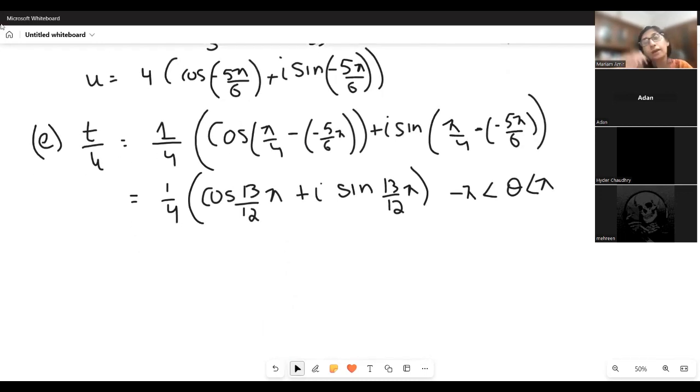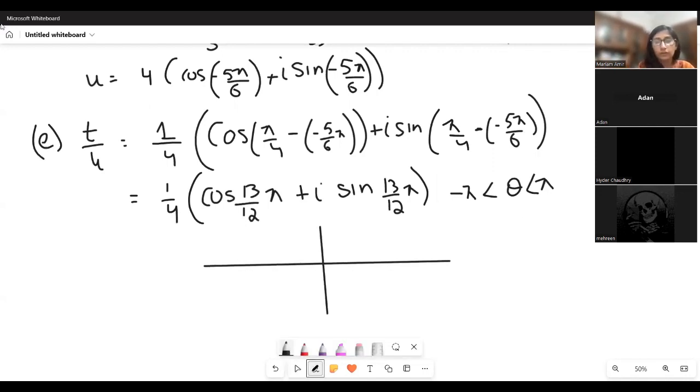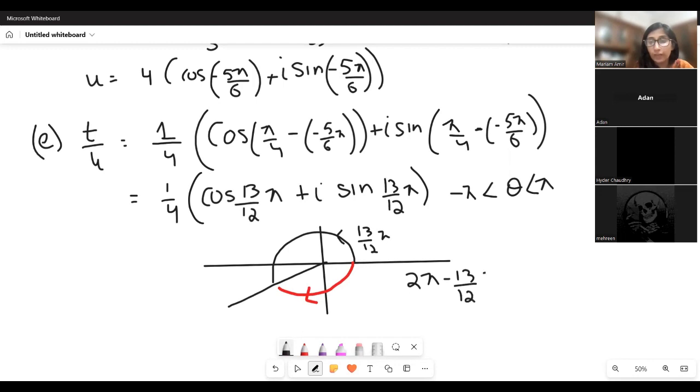So let's find the corresponding negative angle. If this is greater than pi, it's going to be somewhere over here, beyond pi, right? It's 13 by 12 pi, which we can't accept because according to convention, positive theta must be between 0 to pi. Instead, we're going to write this negative angle, which is simply 2 pi minus 13 by 12 pi. And whatever is the answer, we have to write it with a negative sign because conventionally we represent clockwise angle with a negative sign.